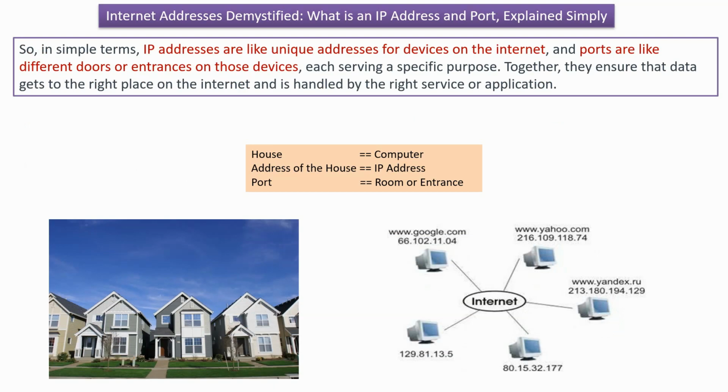So in simple terms, IP addresses are like unique addresses for devices on the internet and ports are like different doors or entrances on those devices, each serving a specific purpose. Together they ensure the data gets to the right place on the internet and the data is handled by the right service or application.